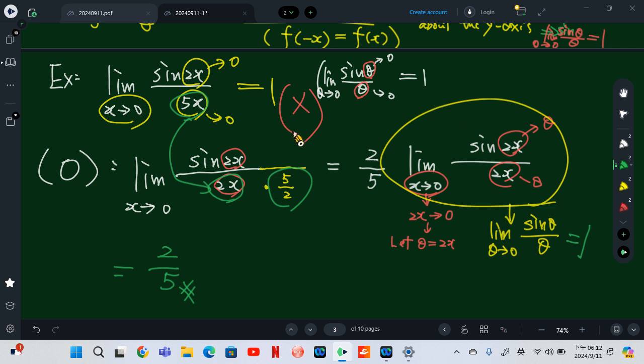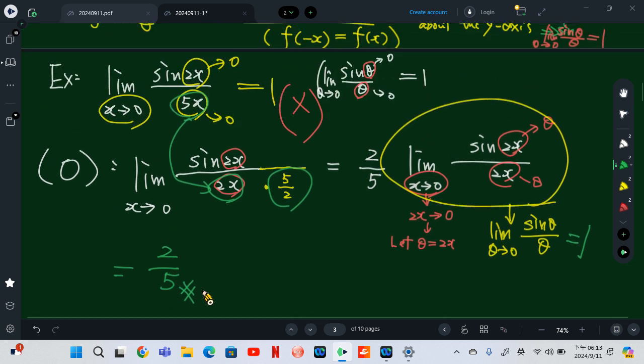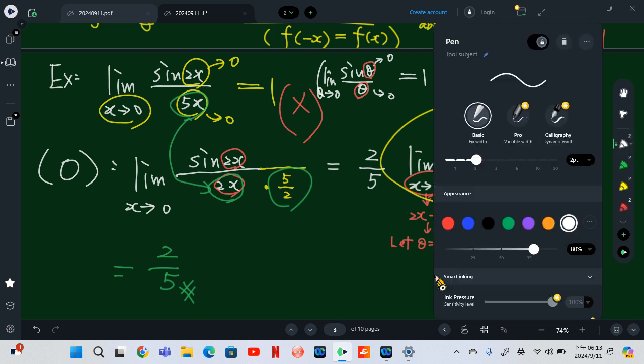This is the correct one. This is the wrong one, because here is 2x and this is 5x. The coefficients are different, so we need to convert it to become the same. If it is sine 2x, we should have a 2x below. But since originally it is 5x, we need to convert it into 2x times 5 over 2. Now we get the result, so finally the correct answer should be 2 over 5. Okay, so this is for section 4.